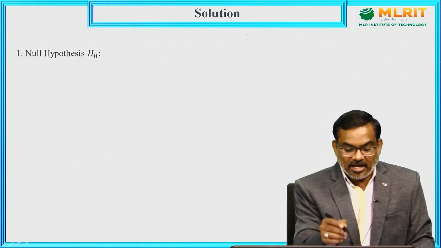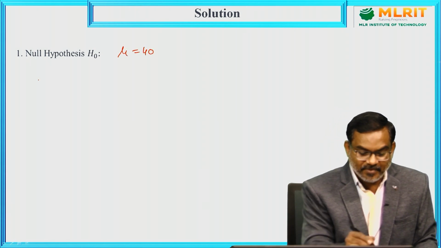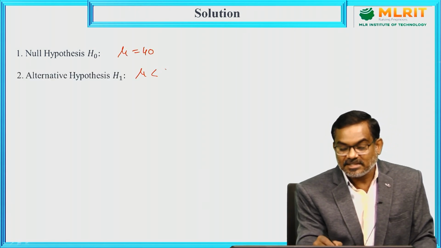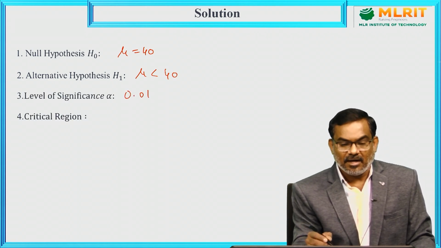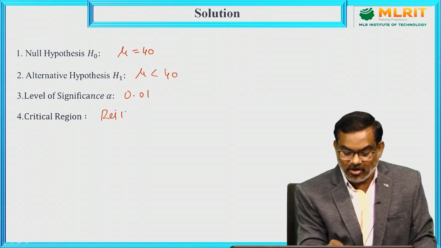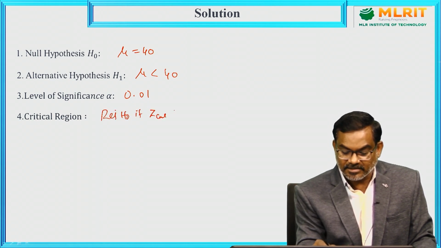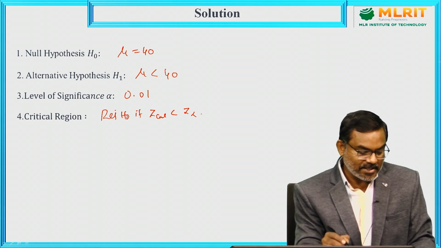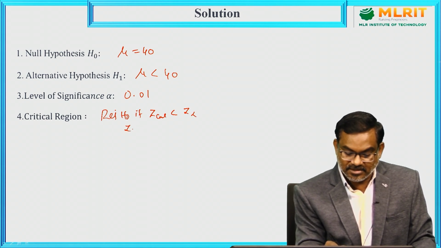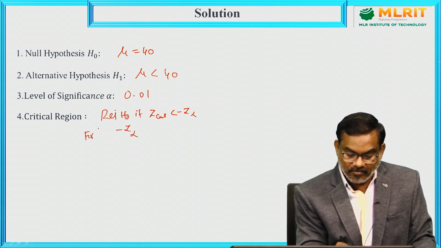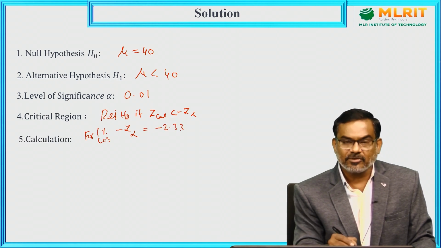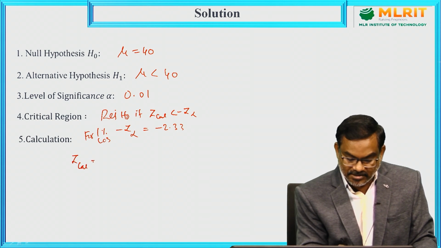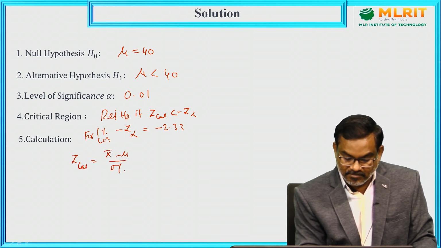So, the null hypothesis mu equal to 40, alternative hypothesis less than 40, level of significance 1%, and critical region: reject H naught if Z calculated is less than minus Z alpha. For 1% level of significance, minus Z alpha is minus 2.33. Coming to the calculation part, the Z calculated is given by x bar minus mu by sigma by root n.